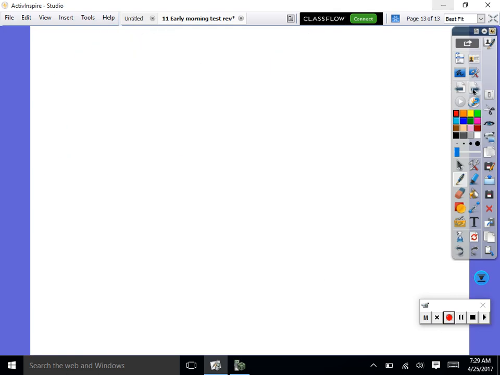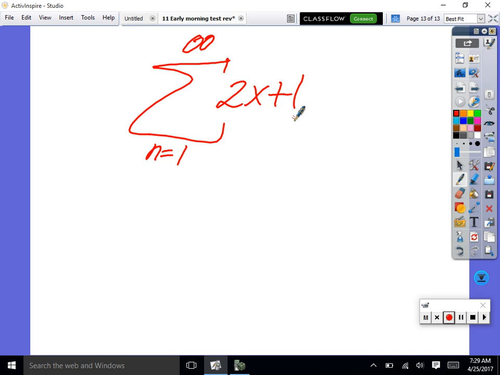So let's pretend we have this: the sum of n equals 1 to infinity of 2x plus 1. Can I find the sum? It's linear. It's arithmetic. Can we find the sum of an arithmetic infinite series? No, right? It's getting larger and larger. We're not going to know when to stop adding. So this one we would say no sum. Does everybody understand?